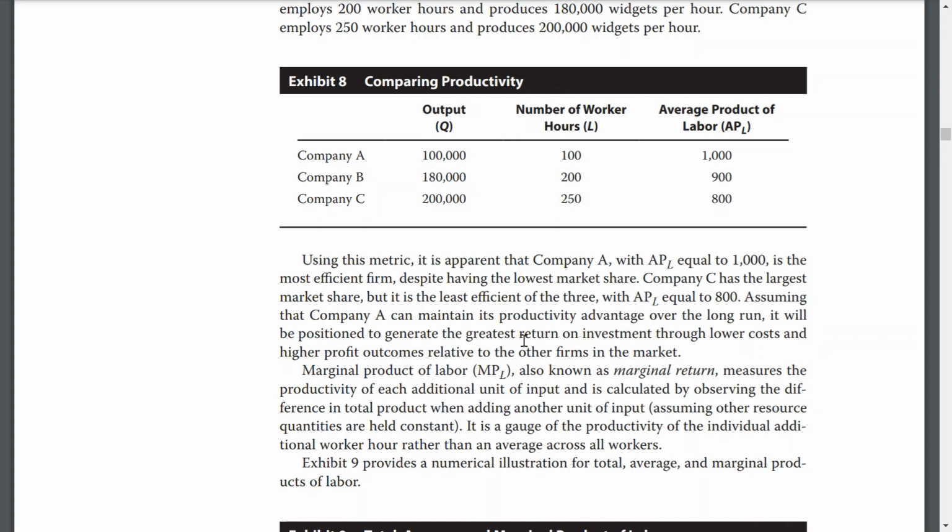Marginal product of labor, or MPL, also known as marginal return, measures the productivity of each additional unit of input and is calculated by observing the difference in total product when adding other units of input, assuming other resource quantities are held constant. It is a gauge of the productivity of the individual additional worker hour rather than an average across all workers. Exhibit 9 provides a numerical illustration for total, average, and marginal products of labor. So that's what it looks like.